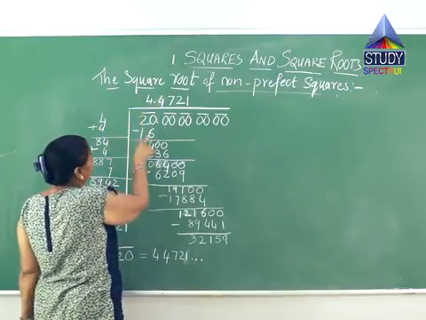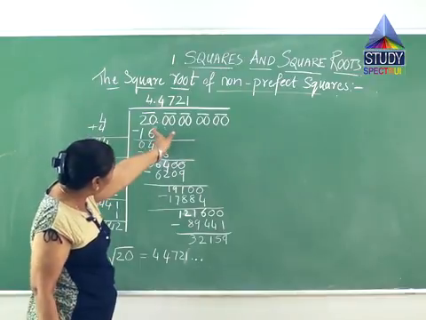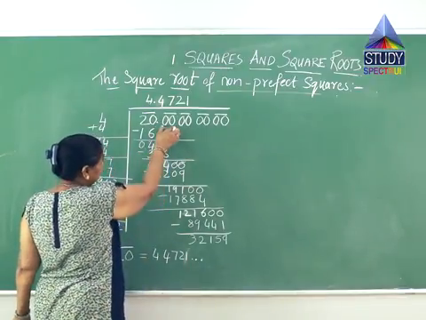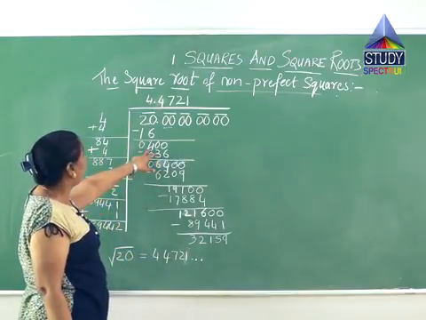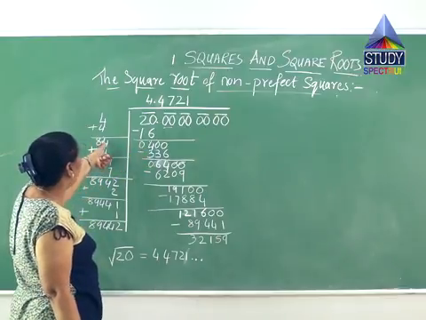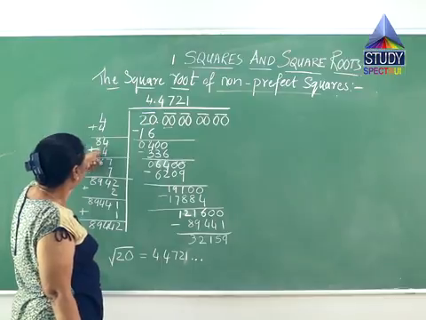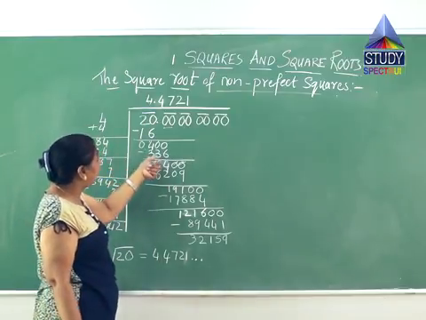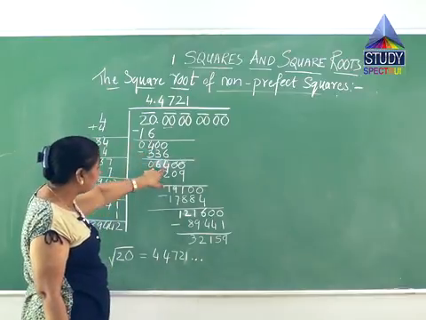4 into 4 gives me 16. After subtracting it, 4 is remaining. Then I will take this pair of zeros down and that makes 400. Now again, to get this number, I have to put a number over here. Here it is taken 4. So 84 into 4 gives me 336. Now after deducting it, I get 64.